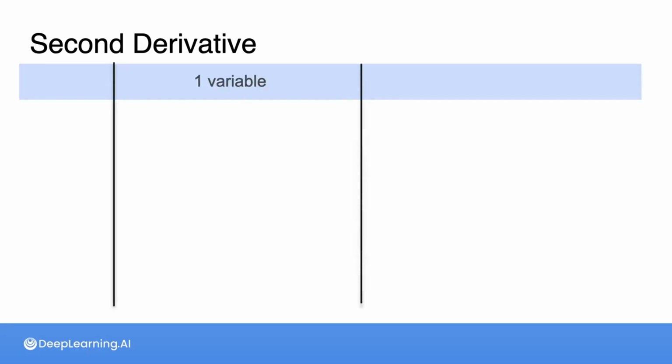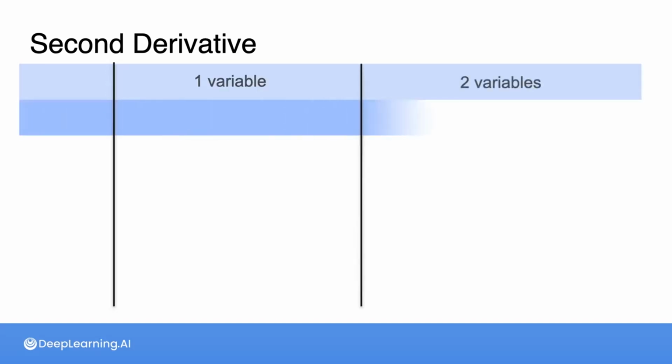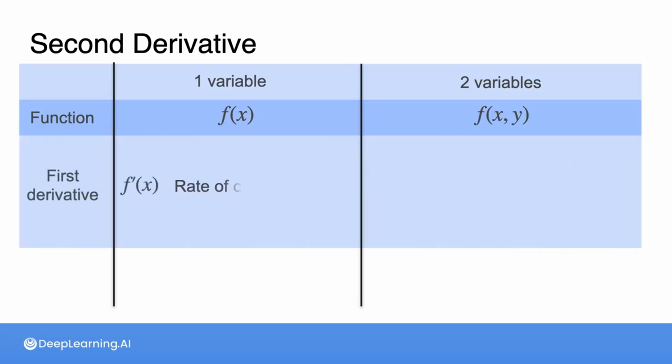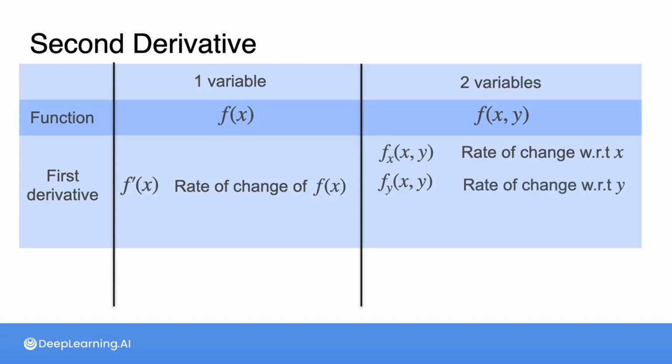So recall that a function of one variable is called f of x, and it only depends on the variable x, whereas a function of two variables depends on variables x and y. So the first derivative is simply f prime of x, which is the rate of change of f with respect to the only variable x. When you have two variables, you have two rates of change. The rate of change of f with respect to x, called fx, and the rate of change of f with respect to y, called fy. And if you put them together, you get the gradient nabla f, which is a vector.